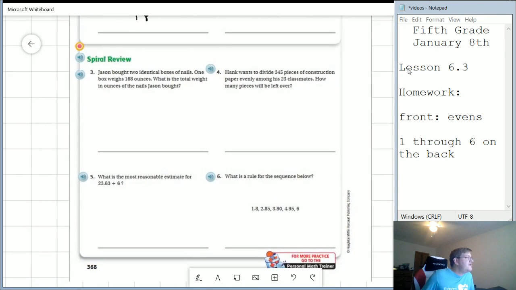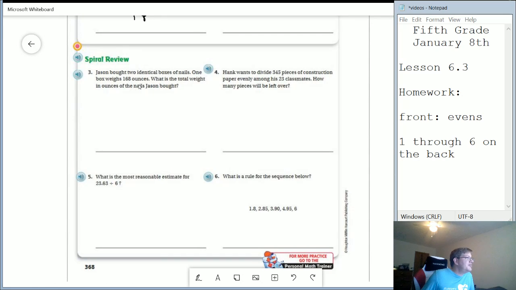says we have 2 identical boxes of nails. One box weighs this amount, and we want to know the total weight in ounces of the nails. So if I have this amount and I have 2 of those, this amount in one of those boxes, and I have 2 boxes, pretty easy. So you could do 2 different things to find the correct answer for that.